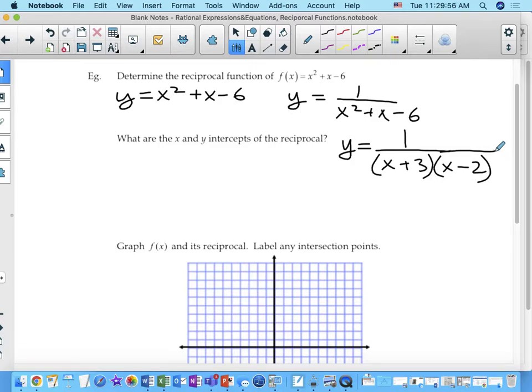Okay? All right, now, where are the x and the y-intercepts of the reciprocal? Okay, well, to get the x and the y-intercepts, we have to remember that the x-intercept occurs when y equals 0, and the y-intercept occurs when x equals 0. So for the x-intercept, y equals 0. So we can plug in a 0 for y and try and solve.